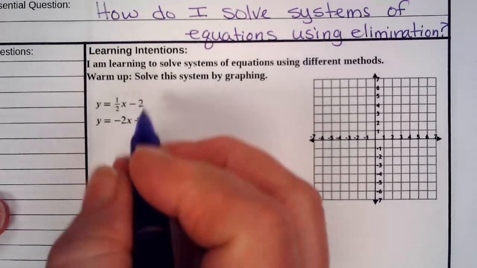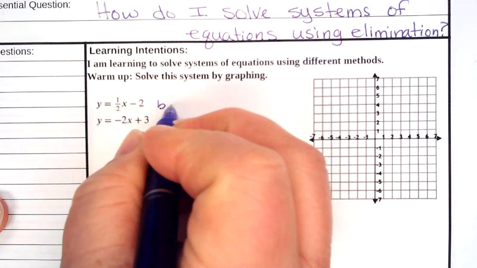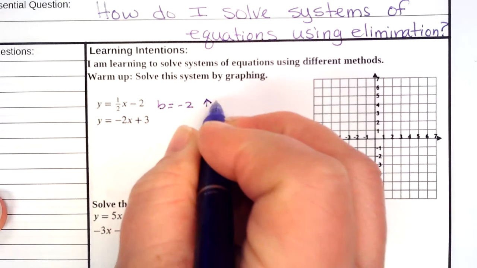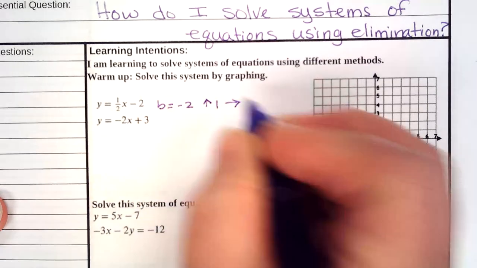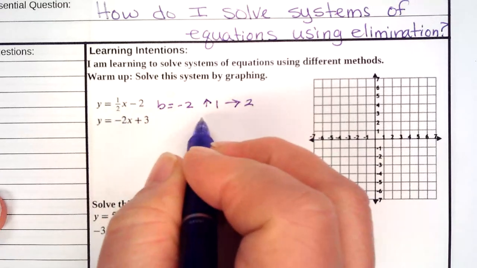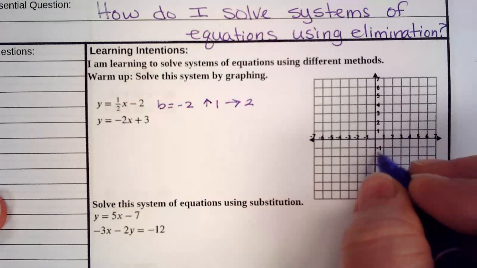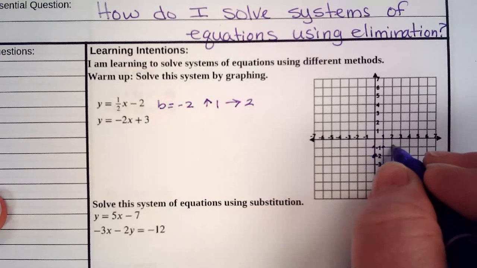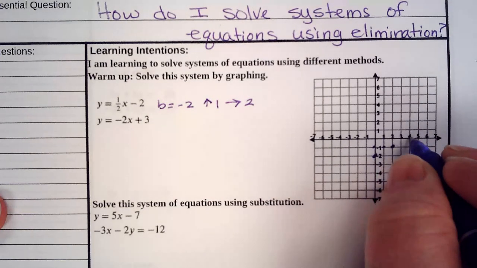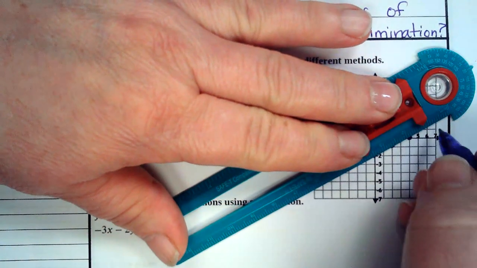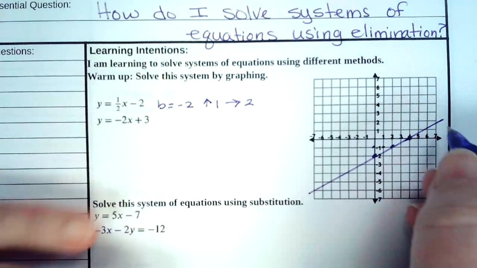If you're looking at the first one, you begin at -2. You go up 1 and then right 2, because your slope is 1/2. Up 1, right 2. So I start at -2, I go up 1 and right 2. I've got a good line going on. I can use that to graph now.